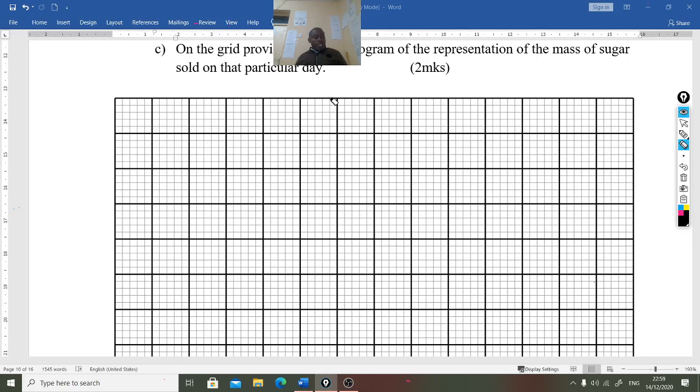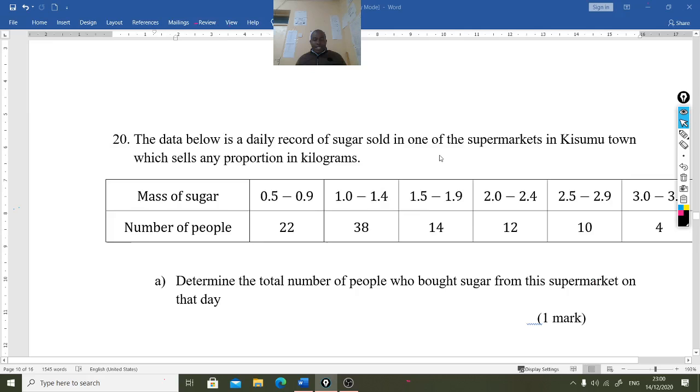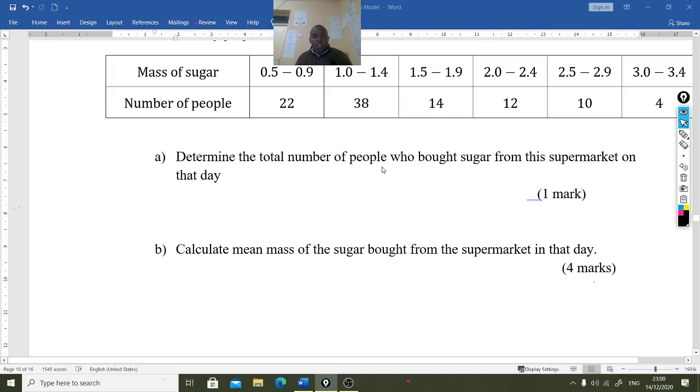Now I'm asked to draw a histogram. A histogram, if the class width is constant, uses frequency or frequency density on the y-axis versus upper limit on the x-axis. When we talk about these classes, we need to calculate the class width. First of all, you need to know the limits.